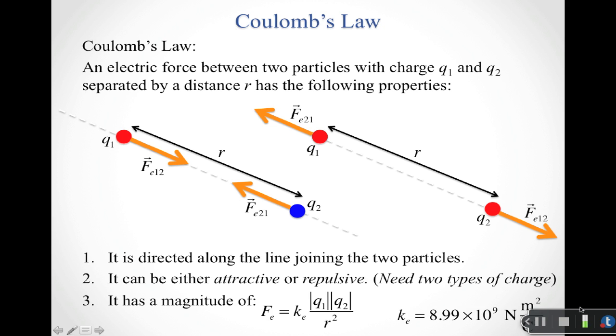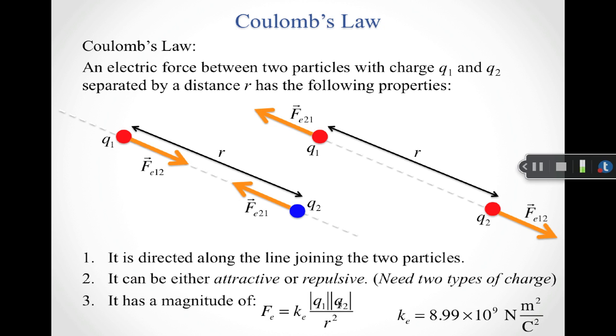And then the third property is that the magnitude of this force can be written as follows. Notice it has a very similar form to our universal law of gravitation. There are a couple key differences. One is that now these are charges rather than masses, and this is the absolute value of those charges. We still have the distance squared, and now we have a new constant of proportionality. This is called Coulomb's constant, and it has a value of 8.99 times 10 to the 9th.